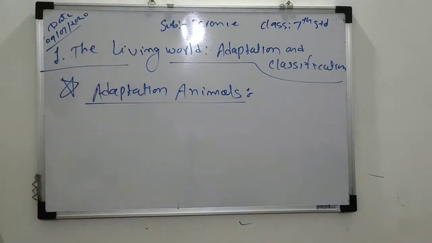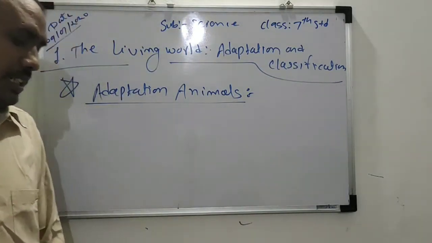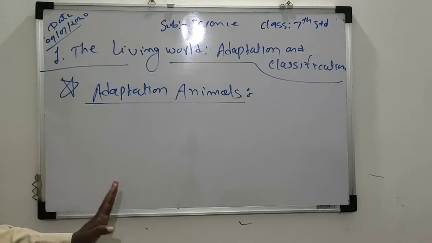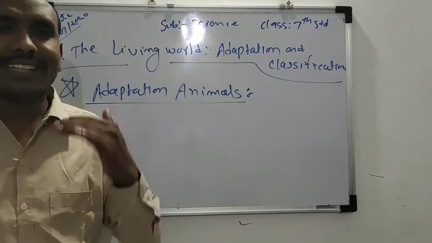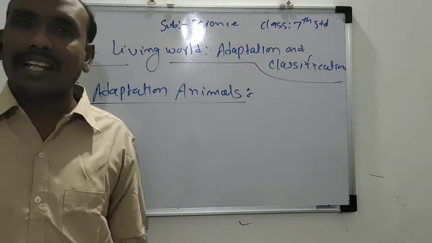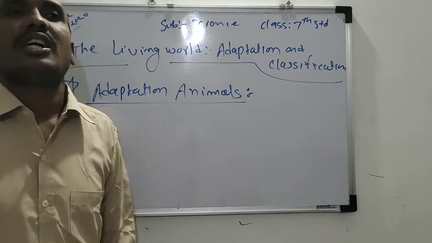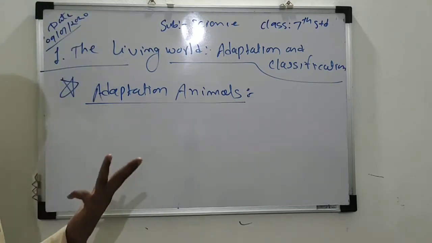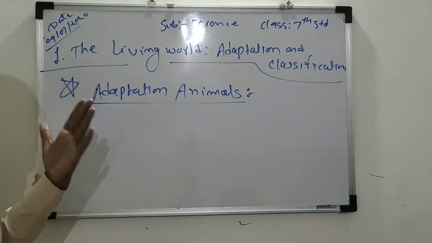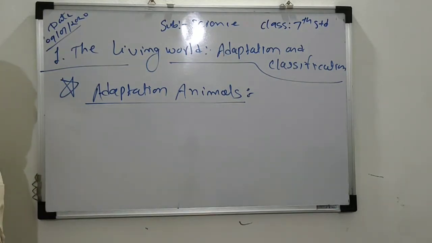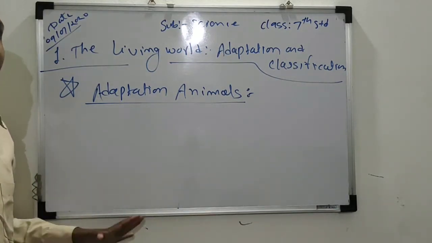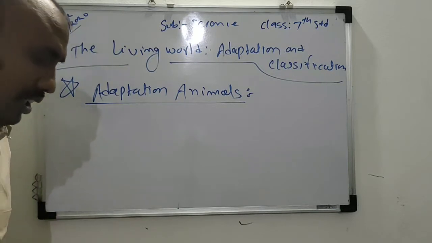So yes, correct. Terrestrial animals are animals that live on the land. So which animals live on the land? Yes, dog, horse, cat, tiger, lion. All these animals live on the land. That's called terrestrial animals. Okay.